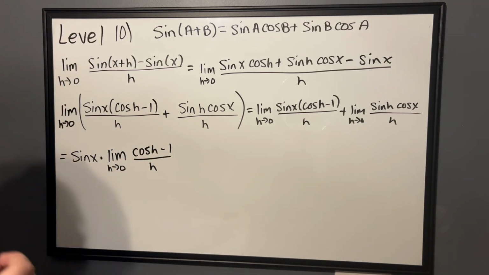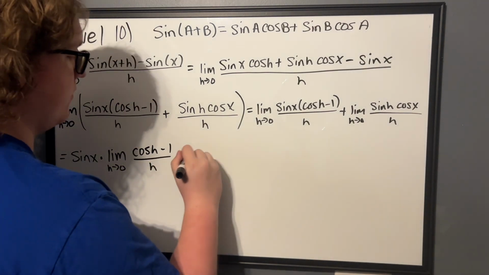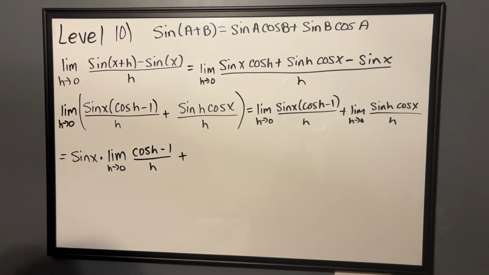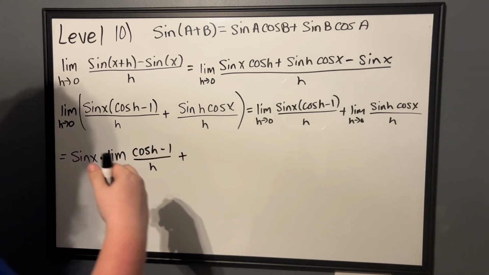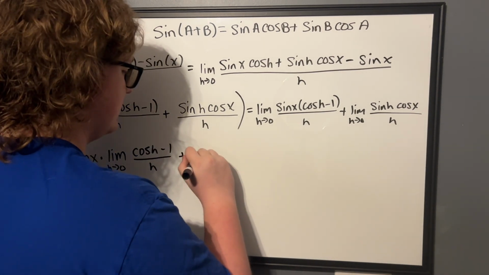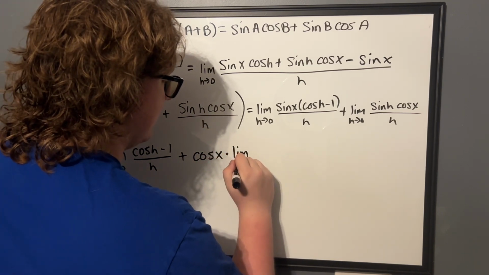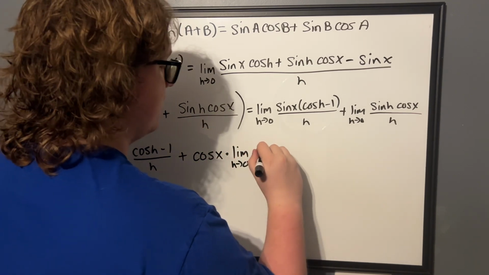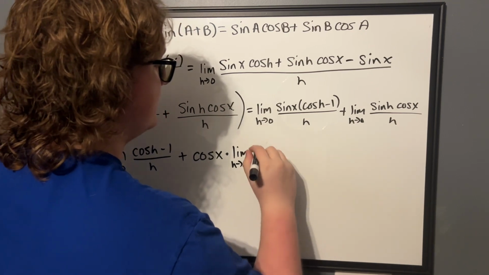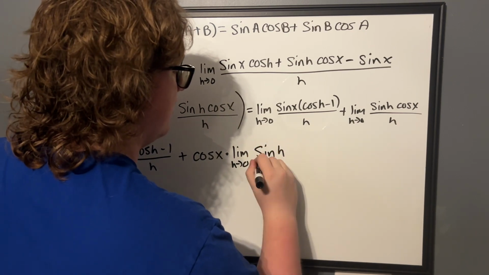And we're going to do the same thing with the second one. Notice that it's only dependent on h again, and cosine x, again, is just going to be a number. So we're allowed to pull the cosine x out front. So plus cosine x multiplied by the limit as h goes to 0 of sine h over h.